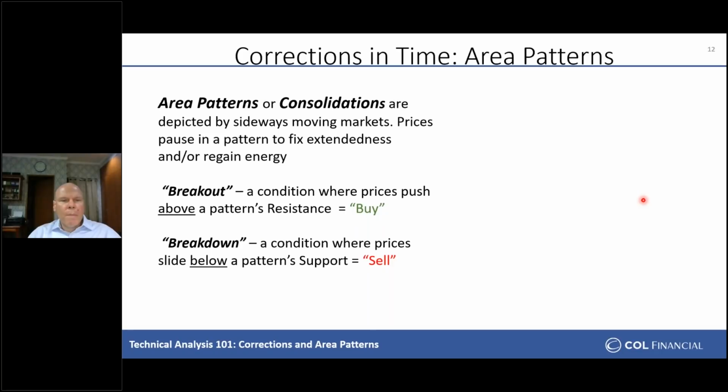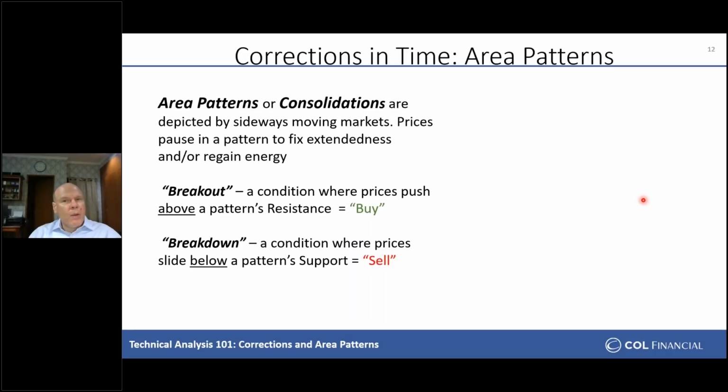Now let's talk about area patterns and consolidations. So the first type of correction we talked about was a correction in price. And that's why we either looked at support levels or used a Fibonacci to make that assessment. Now we're going to talk about the sidewinding type of corrections. And these are called the area patterns. So area patterns, or consolidations, another way to call them, are depicted by sideways moving markets.